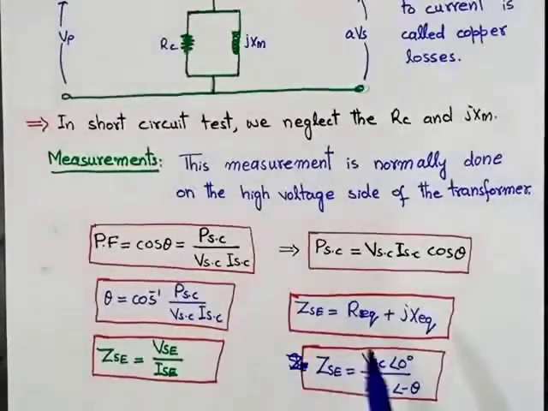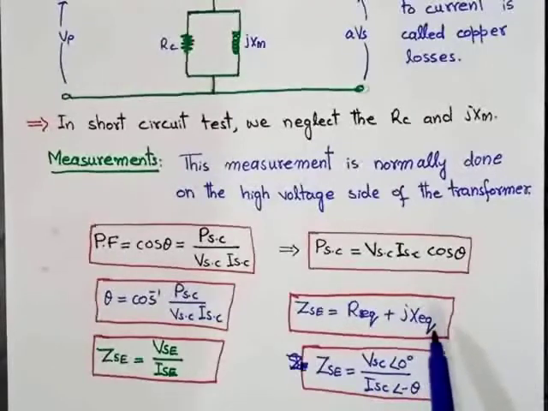Also, as we know, impedance is equal to R equivalent plus jX equivalent. Putting the values of V short circuit and I short circuit in this equation, we get the equivalent impedance equal to V short circuit at an angle of 0 degrees over I short circuit at an angle of minus theta. As we have already discussed, the minus basically shows the lagging current. The current in the transformer is basically lagging the voltage.